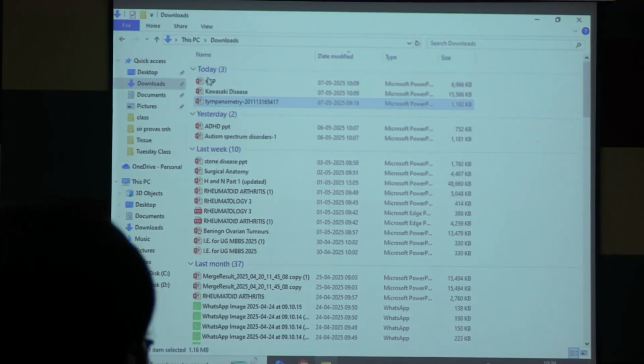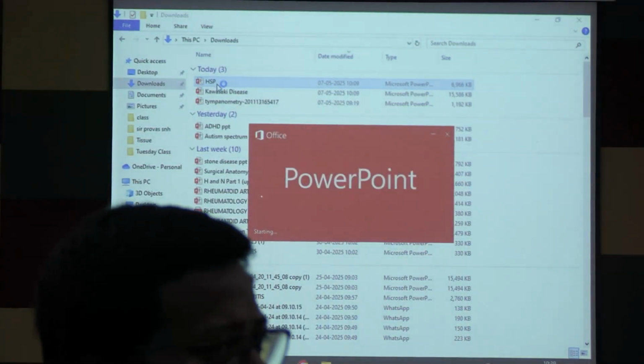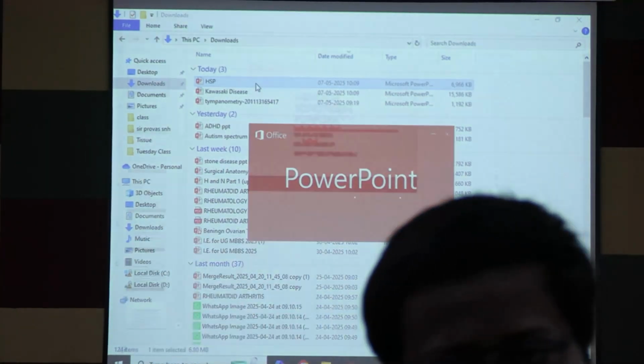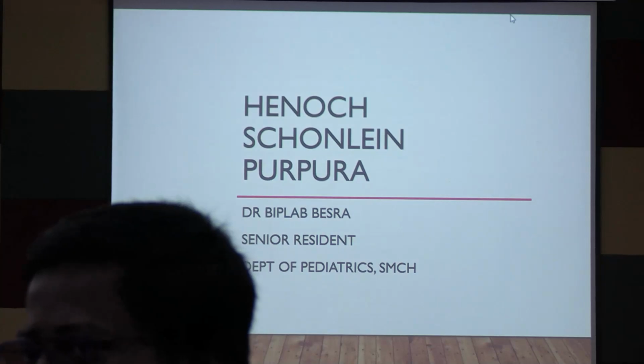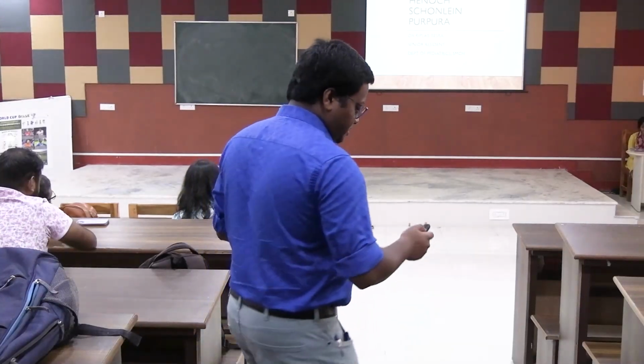At any point, Kawasaki disease cannot be missed. You take the help of lab or you do not take the help of lab. If you miss Kawasaki disease, invariably that child is going to succumb. Okay, so remember Kawasaki disease, do not forget it.